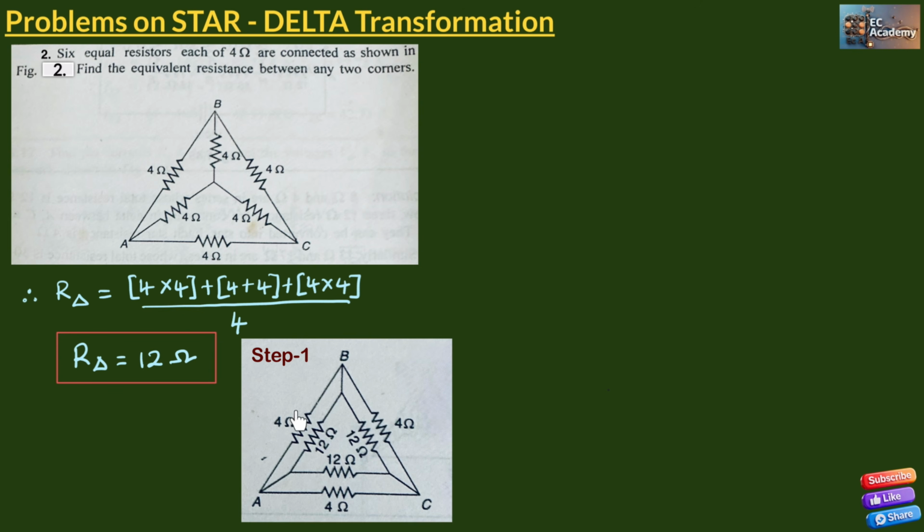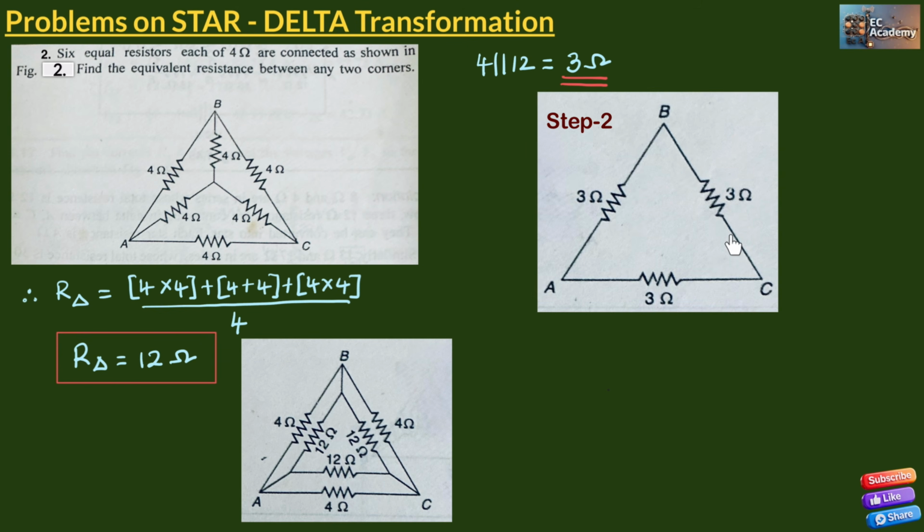Now, if we observe the network, this 4 ohm and 12 ohm are in parallel. Similar to that, these two are in parallel and these two resistances are in parallel. Therefore, we can apply the parallel formula for resistors 4 ohm and 12 ohm. 4 ohm parallel with 12 ohm, you will get 3 ohm. So we can redraw the network as shown in this figure. So we'll get 3 ohm between A and B, 3 ohm between A and C, and 3 ohm between B and C.